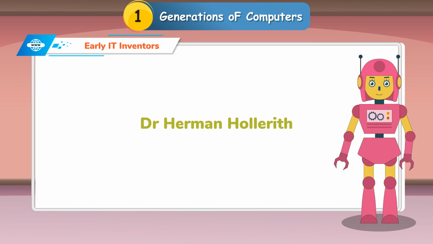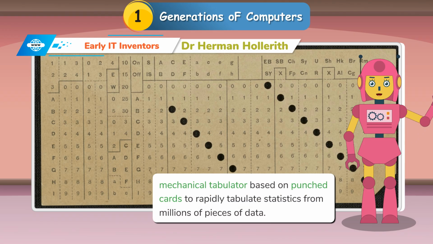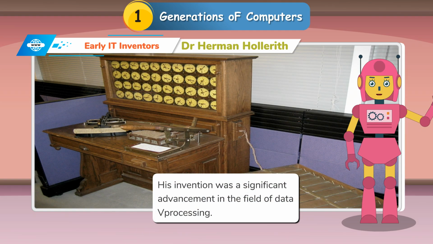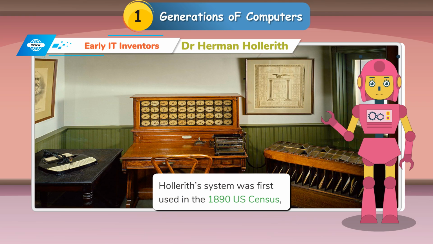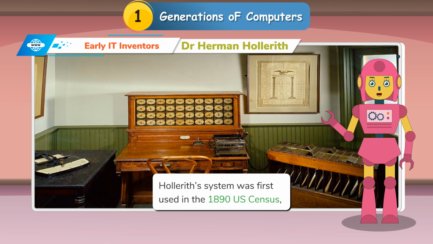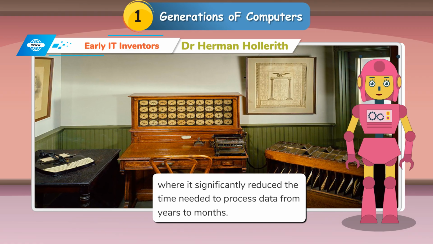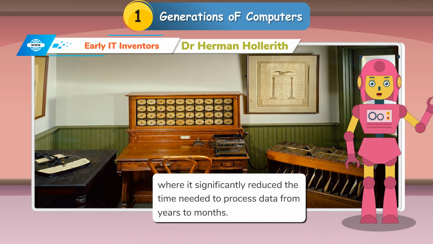Dr. Herman Hollerith. Dr. Herman Hollerith was an American inventor who developed a mechanical tabulator based on punched cards to rapidly tabulate statistics from millions of pieces of data. His invention was a significant advancement in the field of data processing. Hollerith's system was first used in the 1890 U.S. Census, where it significantly reduced the time needed to process data from years to months.